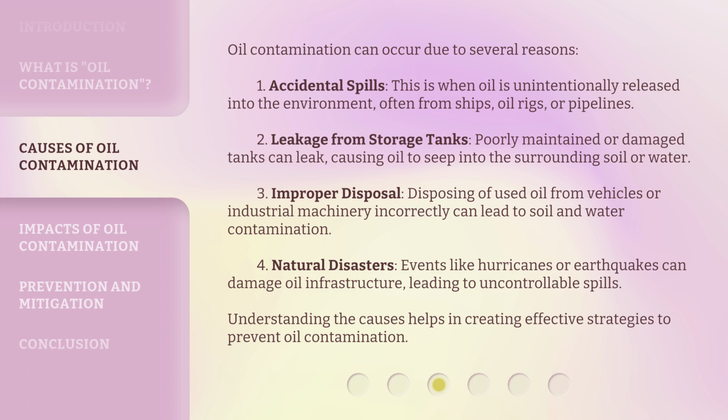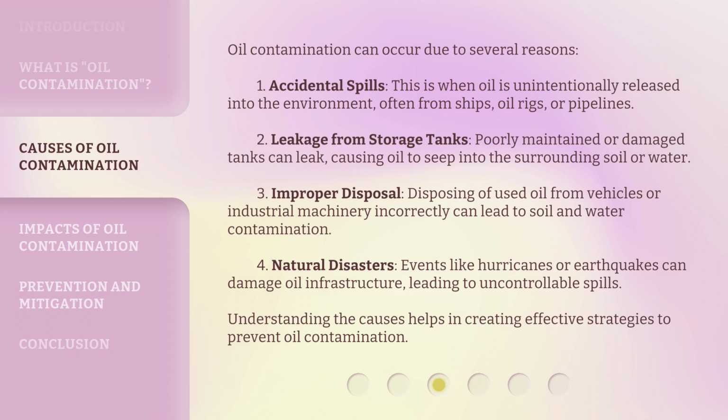Oil contamination can occur due to several reasons. 1. Accidental spills. This is when oil is unintentionally released into the environment, often from ships, oil rigs, or pipelines. 2. Leakage from storage tanks. Poorly maintained or damaged tanks can leak, causing oil to seep into the surrounding soil or water.